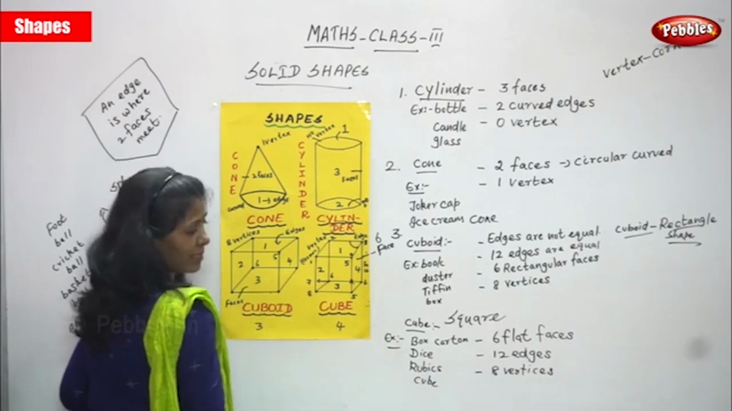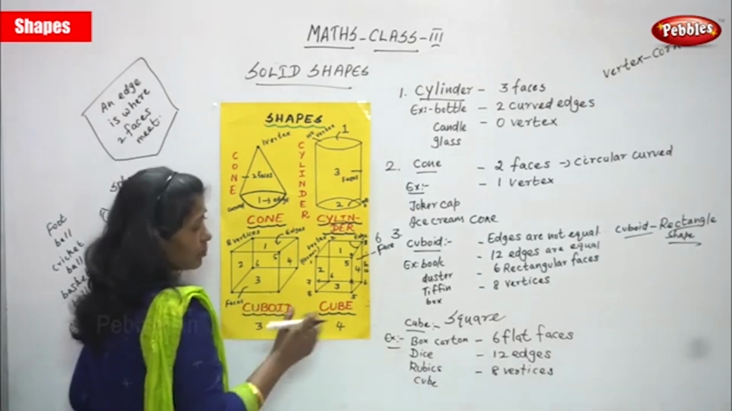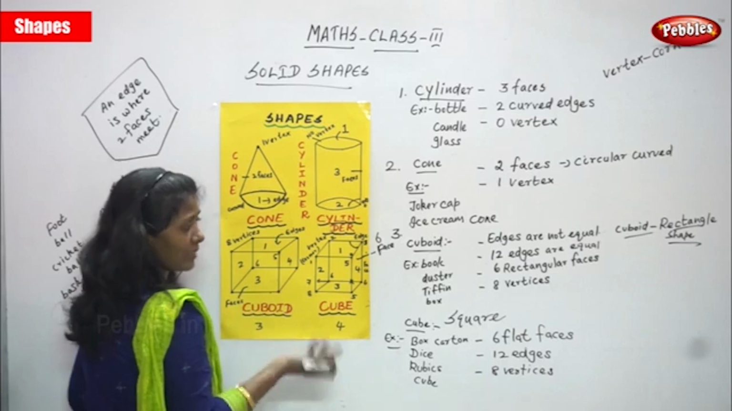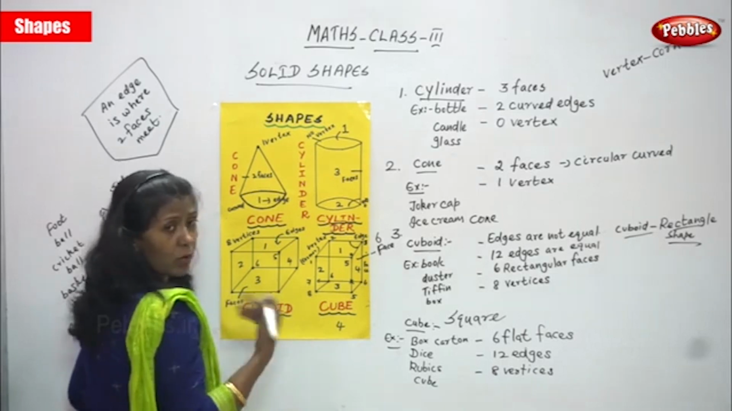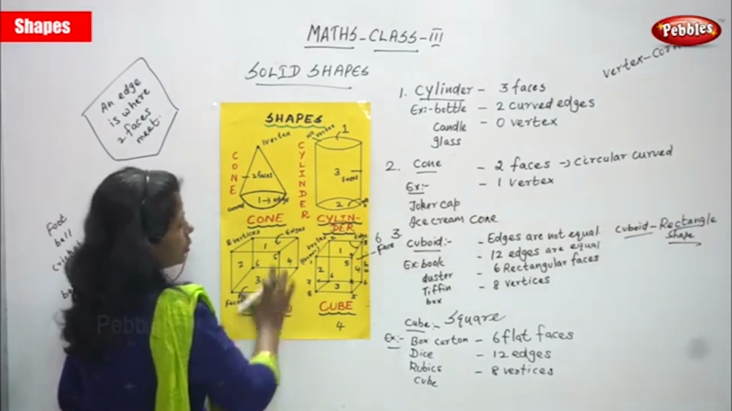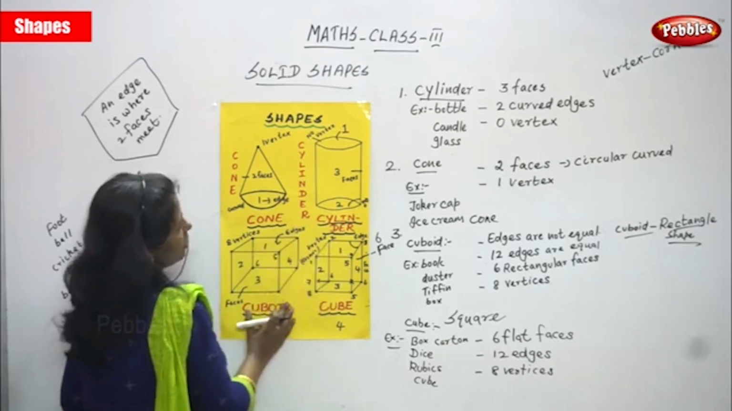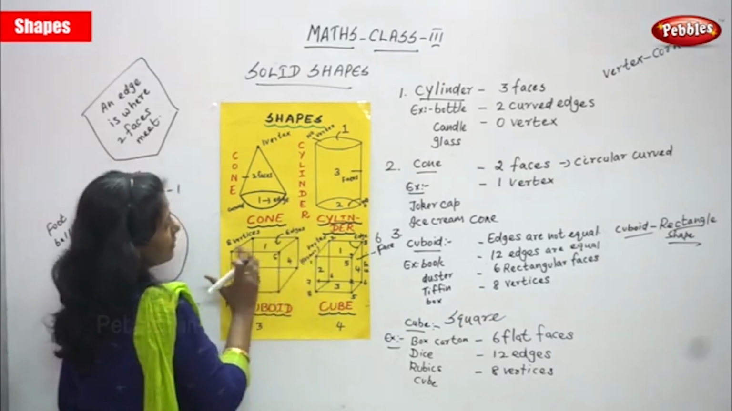Vertex plural is vertices. Corner means vertex. Both are similar. Corner, otherwise we can call it a vertex. If you call it in plural, vertices. So I think you understand, there are some slightly difficult shapes.